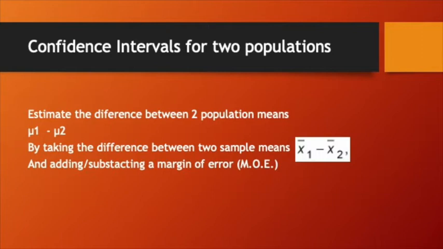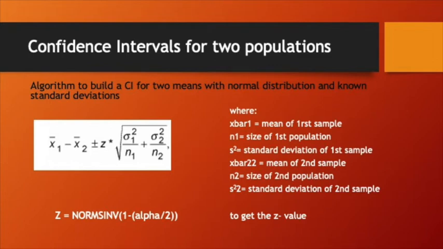The algorithm to build the confidence interval for two means with normal distribution and known standard deviation is x bar 1 minus x bar 2 plus or minus z value multiplied by the square root of the standard deviation squared of the first sample divided by n, which is the size of the first population, added to the standard deviation squared of the second sample divided by n, the size of the second population.